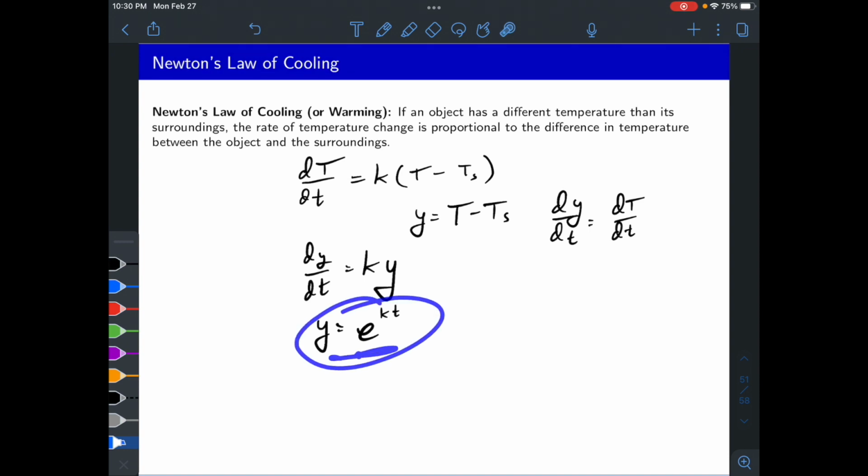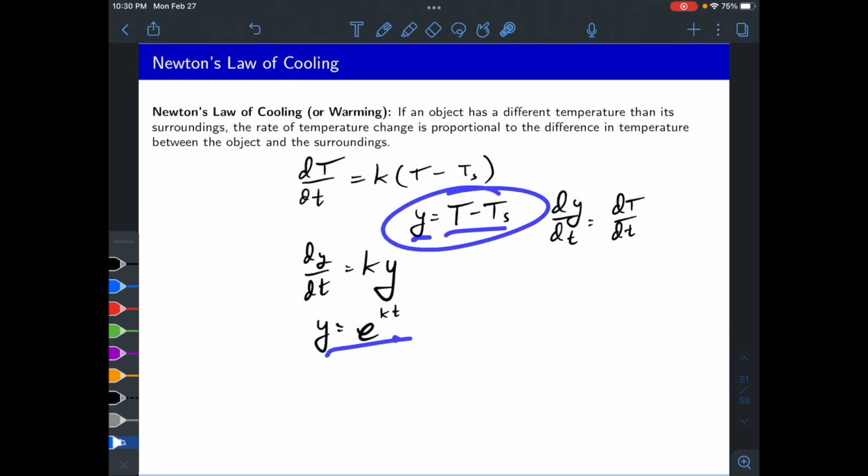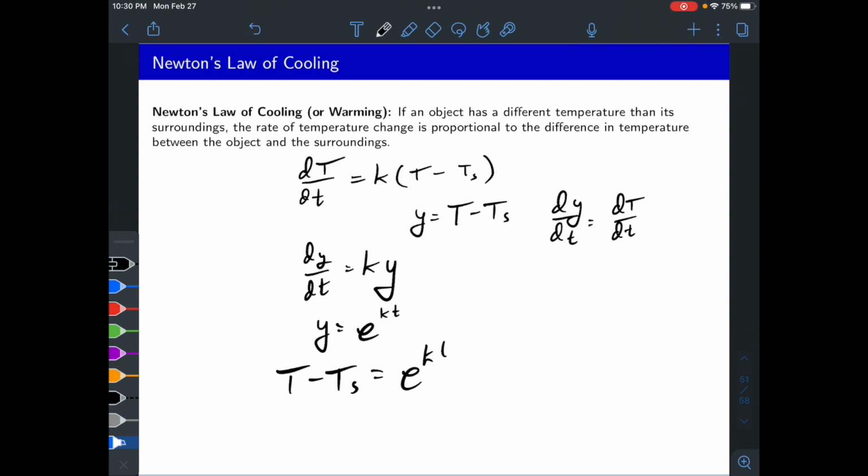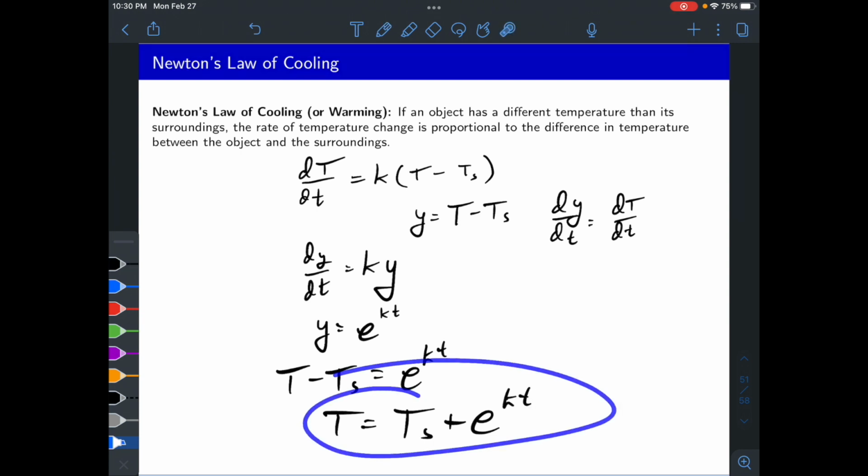So anyway, the upshot of all of that is once we get that this solution and this are really the same thing, then I can just go back here and replace y with this again and say T minus temperature of the surroundings is equal to e to the kt. So the temperature is equal to temperature of the surroundings plus e to the kt. And this is our general solution or formula for Newton's law of cooling.